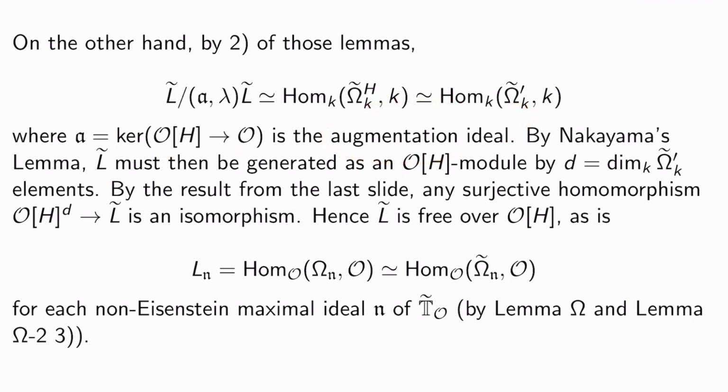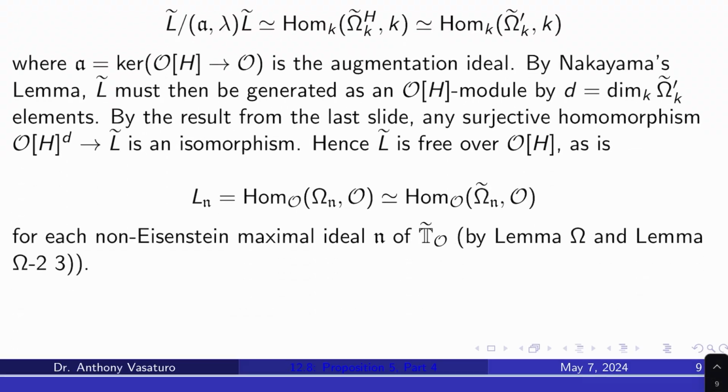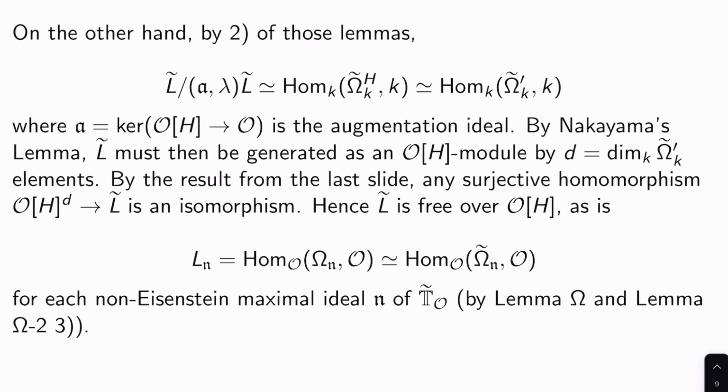Okay. Now, because of this, we can apply Nakayama's lemma, which says that L tilde can be regarded as an O bracket H module generated by d equals dim k omega tilde prime sub k elements. But then by the result from the last slide, any surjective homomorphism from O bracket H to the d to L tilde must actually be an isomorphism. So that's this fact combined with what we discovered on the last slide here. Okay. Now, what this tells you is that L tilde is free over O bracket H, which is a good start.